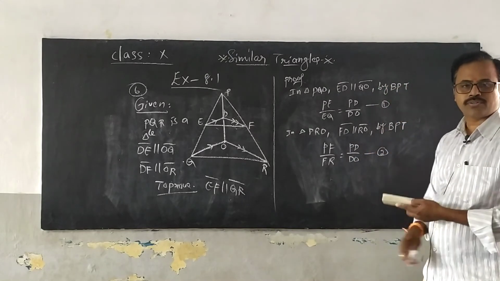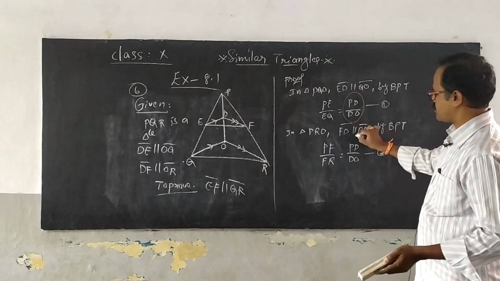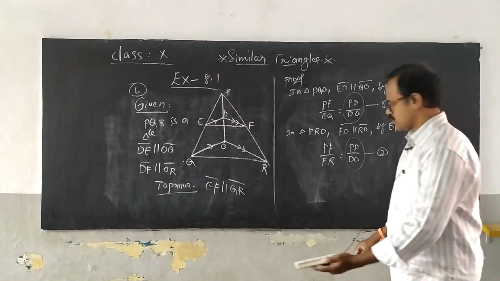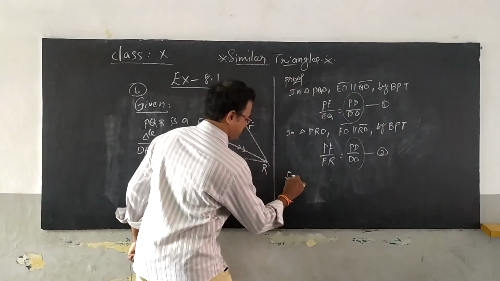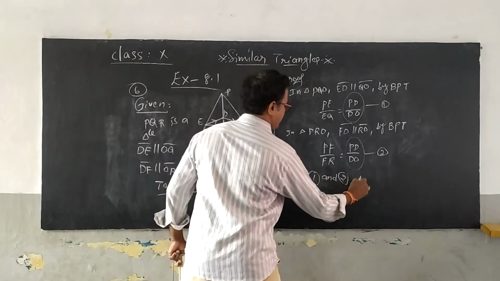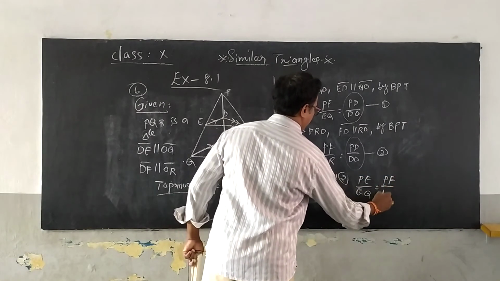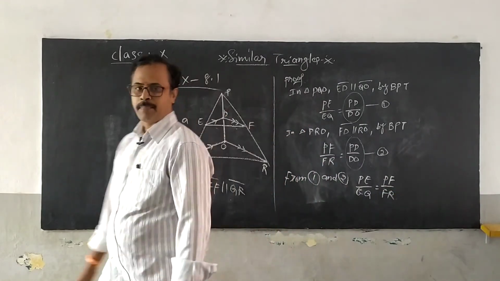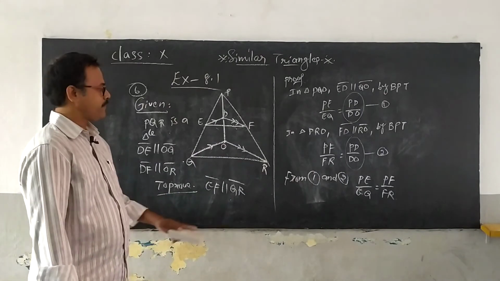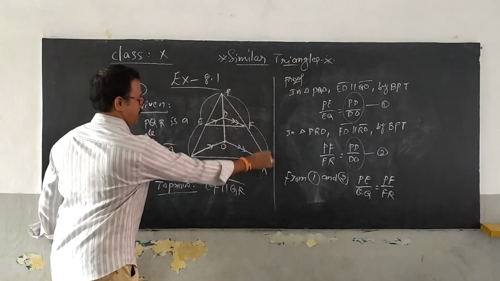From 1 and 2, what can you see common? Yes, very good. From 1 and 2 you can see that PD by DO is common in both of them, isn't it? So, from 1 and 2, you can write that PE by EQ is equal to PF by FR. If you observe carefully, PE by EQ is equal to PF by FR.